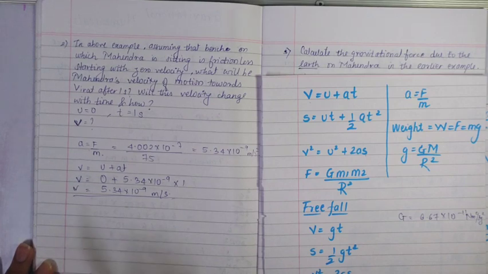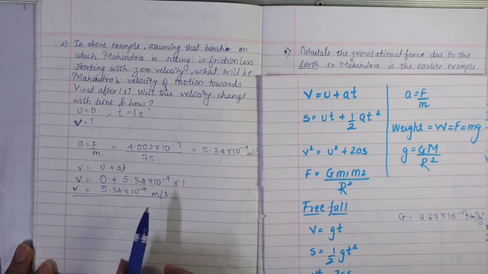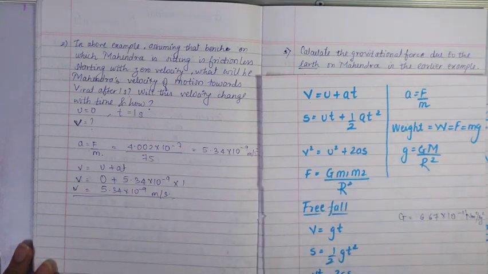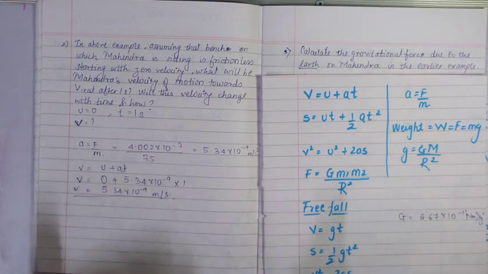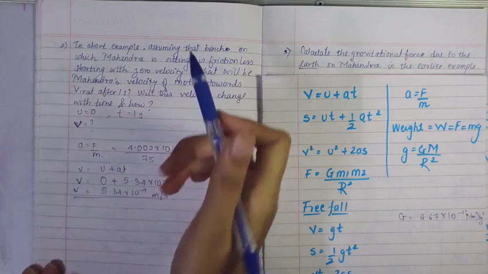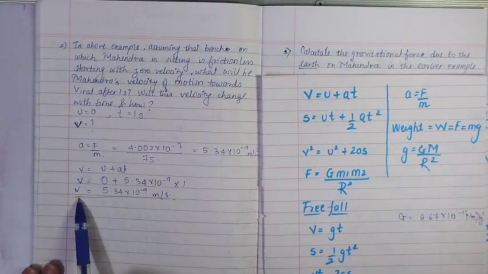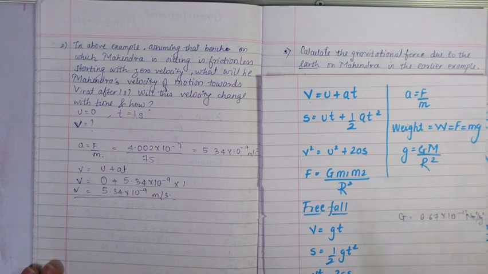What is the second part they have asked? Will this velocity change with time and how? So the answer is the velocity will increase with time because of the acceleration. The acceleration also does not remain constant. Why? Because Mahindra moves towards Virat, the distance between them will go on decreasing continuously, causing an increase in the gravitational force between them, thereby increasing the acceleration, and therefore because the acceleration goes on increasing, the velocity also goes on increasing. Fine. So you have got the answer for velocity as well as why the velocity is changing with time.